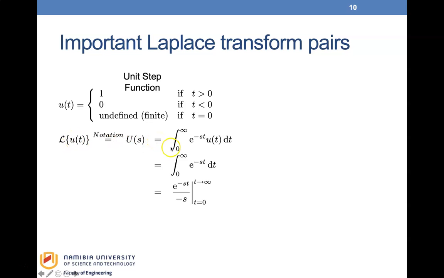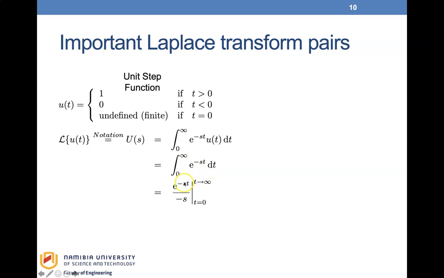This will be given by multiplying your time function with an integral from 0 to infinity of e raised to minus st, u(t) dt, where this is your time function. So if you take the integral of this, say u(t) is 1, because we said it is a unit step function, then this will be equal to the integral of e raised to the power minus st dt.